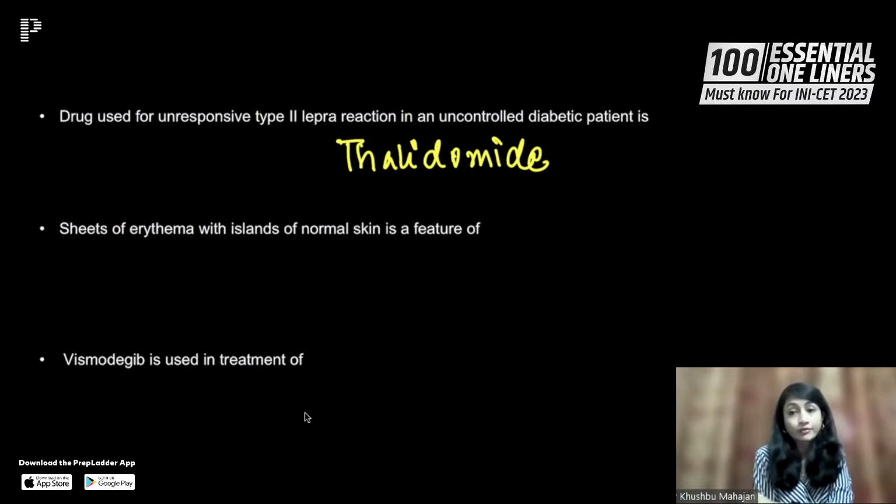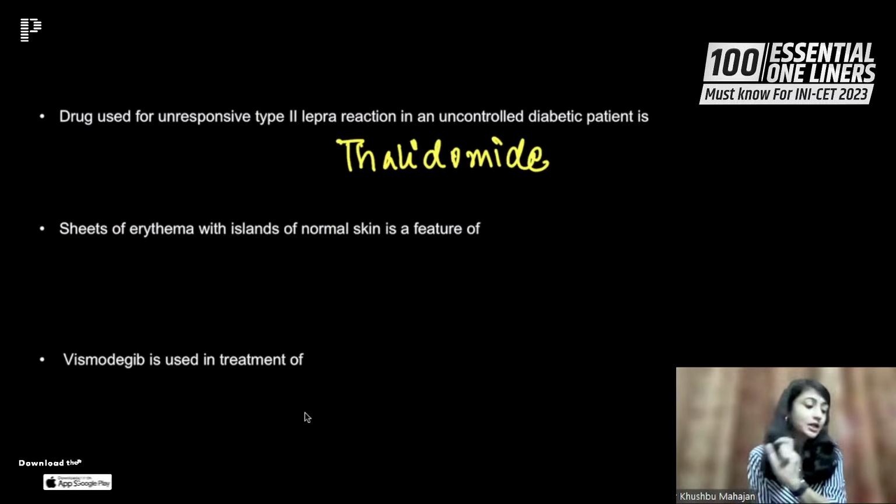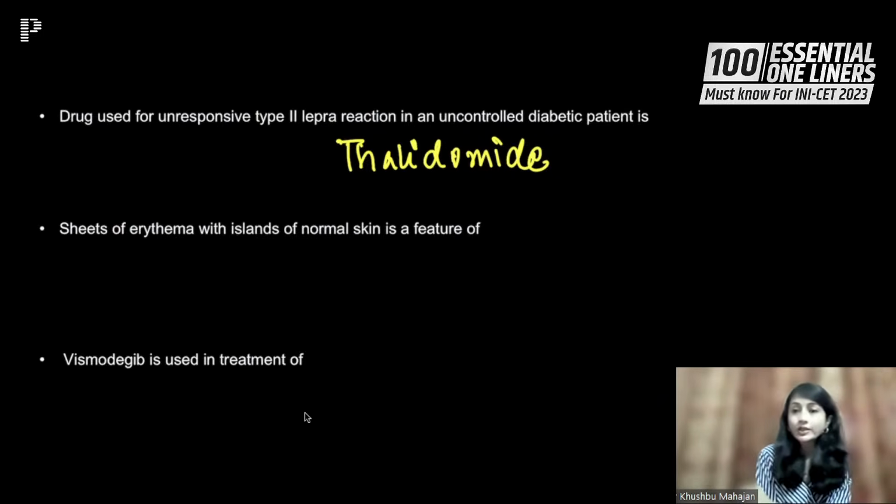Next question. Sheets of erythema with islands of normal skin is a feature of. You're right, it is the drug of choice, but here I'm not asking about the drug of choice. I'm asking that it is an unresponsive type 2 lepra reaction. So unresponsive means it has not responded to the first class of drug that I gave. And second is, I've said it is uncontrolled diabetic. Okay. So I hope that should be clear. Next question, sheets of erythema with islands of normal looking skin. In which condition do you see this? No, it's not erythroderma. Come on, give me more answers.